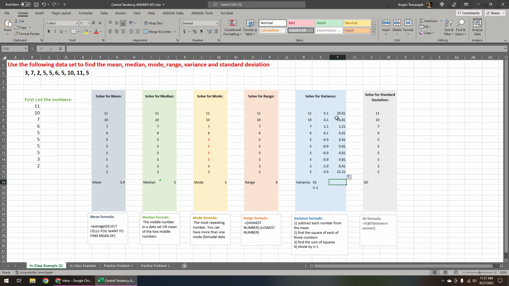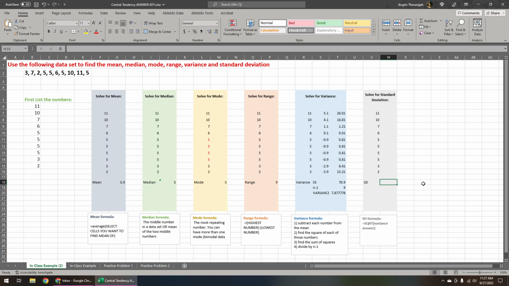All right. Once you have all those squares computed for each of these numbers, you're going to do the sum of squares. So equals sum, and you're going to add up all your squared answers. So everything in the third column. Okay, and then hit enter. Your n minus 1 is going to be how many numbers you have minus 1. So here we have 10 numbers, and so 10 minus 1 is 9. So I'm going to put 9 here. And then finally, your official variance answer is going to be equals the SS, so your sum of squares, divided by the 9. Okay? You're going to have an answer there.